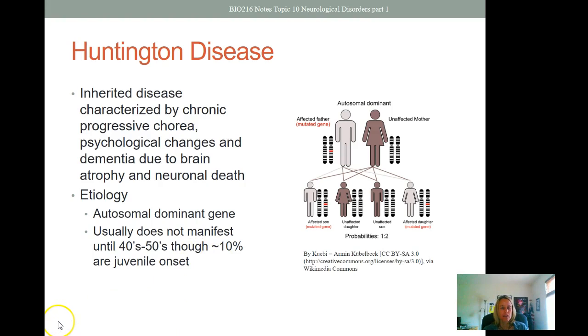Huntington's disease. This is an inherited disease characterized by chronic and progressive chorea, as well as psychological changes and dementia due to brain atrophy and neuronal death. It is autosomal dominant, meaning if you have one parent with a mutated gene, you have a 1 in 2 chance of getting this disorder yourself. It usually does not manifest, though, until about people are in their 40s or 50s, so they could unknowingly pass this gene on. About 10% of Huntington's patients, though, have juvenile onset.